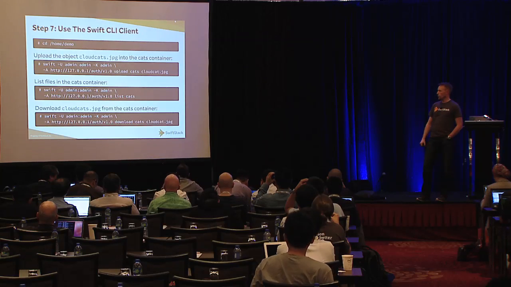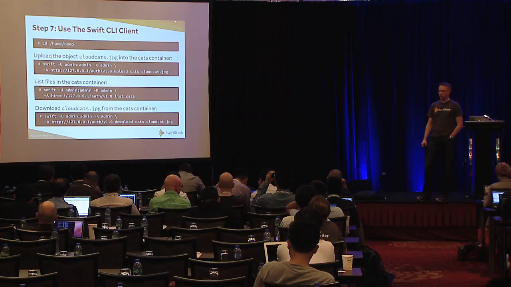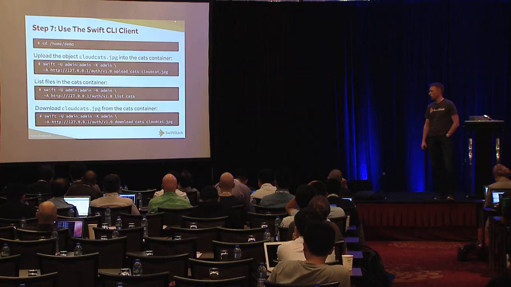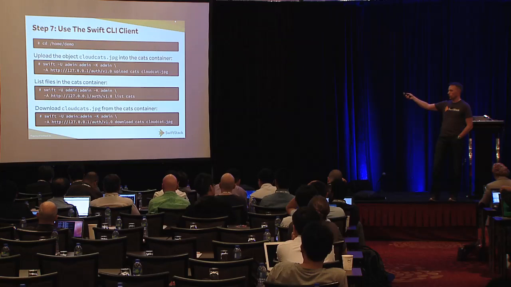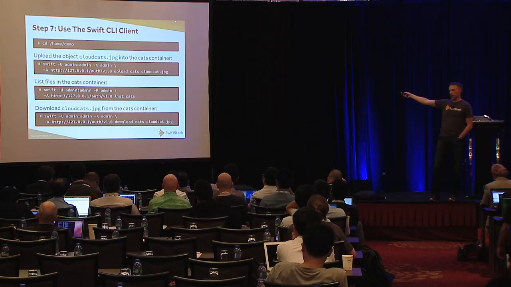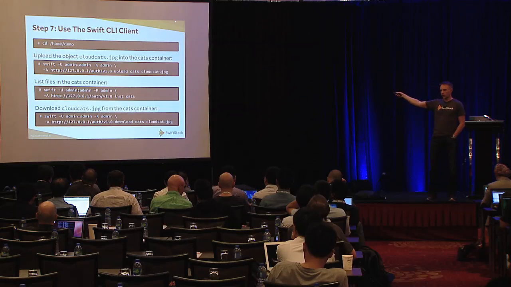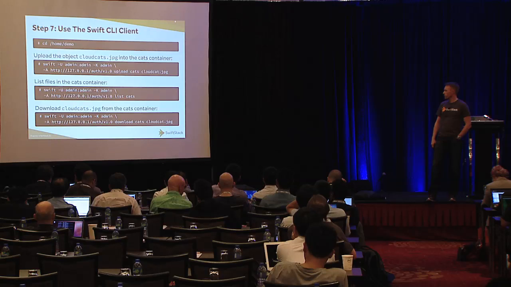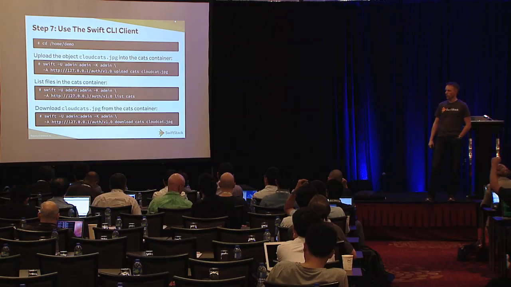We have -A, which is the auth URL for the cluster. And here you're just going to auth against your local host, http://127.0.0.1/auth/v1, and upload cloudcat.jpg. What that does is it will upload into a container called cats the image cloudcat.jpg. Now, we haven't really created the cats container yet. It will actually be auto-created when you run this command. And once you've done that, if you want to list it, you can rerun the same command, but at the end you run list cats, and that should output cloudcat.jpg.